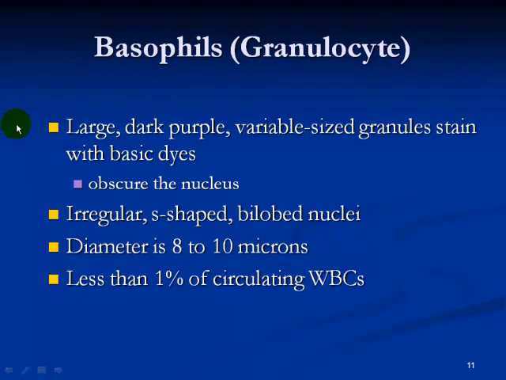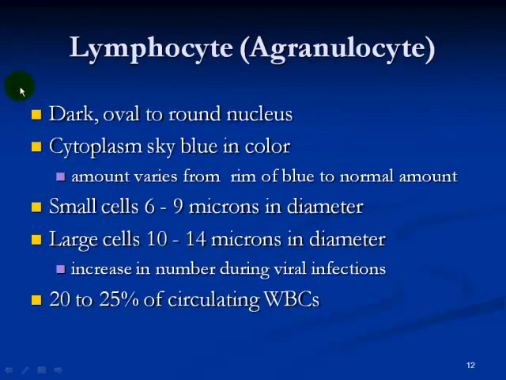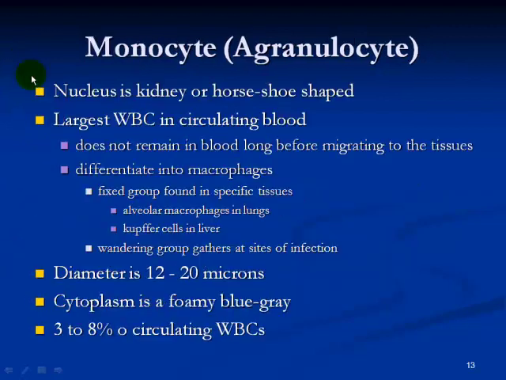Basophils are large. They stain dark purple, and they are less than 1% of the circulating white blood cells. Lymphocytes are dark. They have an oval to round nucleus. They're small cells, some small, some large. They increase in number during viral infections, and they're about 20 to 25% of all the white blood cells circulating in your bloodstream.